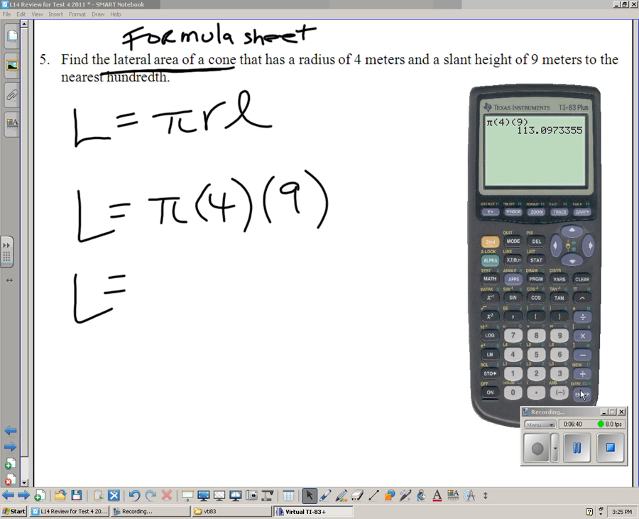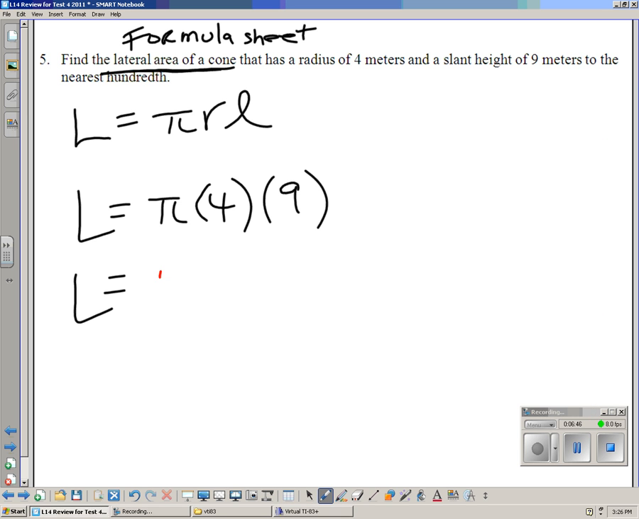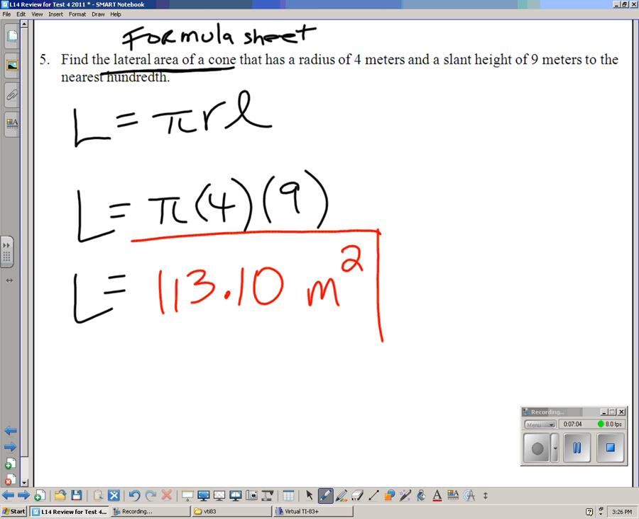And that equals 113.097. Rounded to the nearest hundredth, that would be 113.10. The 0 is important because it signifies that you are rounding to the nearest hundredth. Without the 0 there, I'm not sure where you're rounding to. You could be rounding to the nearest tenth. So 113.10 meters squared, because this is area.